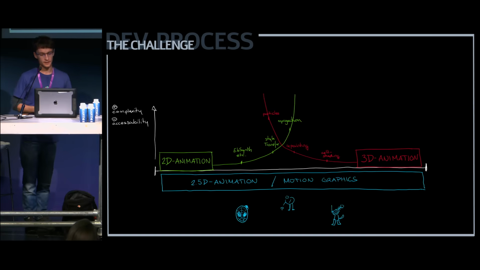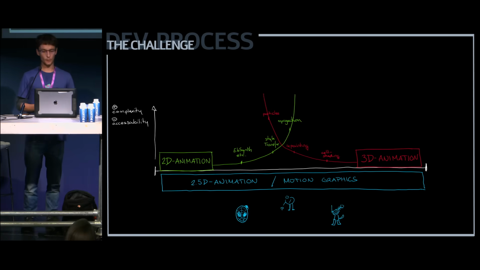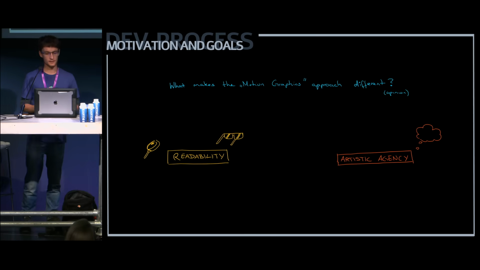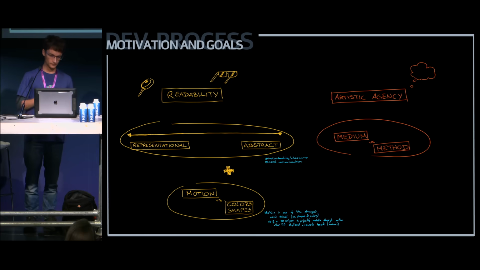But in recent years, I think we've seen a new approach emerge, which is this 2.5D animation motion graphics approach, because in the end, what I'm presenting today is more of a motion graphics framework, if you would see it very strictly. What makes this motion graphics approach special is, for me, two keywords: readability and artistic agency. What does that mean?